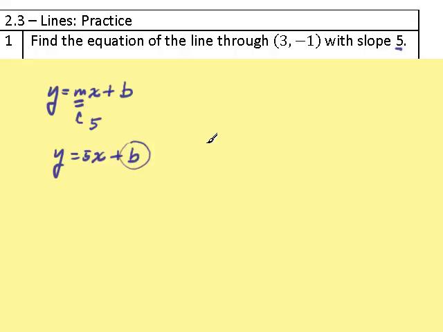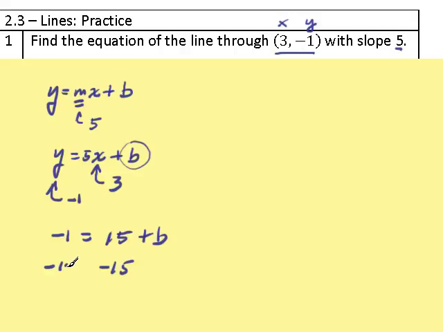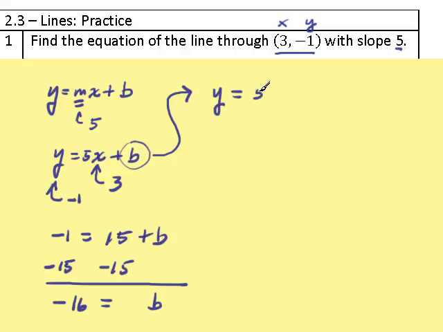And now the only unknown is b, and we'll use our point to find b. We'll substitute 3 for x and minus 1 for y. So we have minus 1 is equal to 5 times 3, which is 15, plus b. And subtract 15 from both sides, and we have that b is equal to negative 16. And now we can just complete our line equation. y is equal to 5x minus 16.